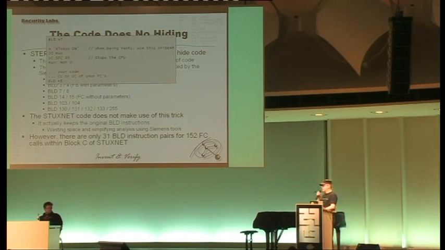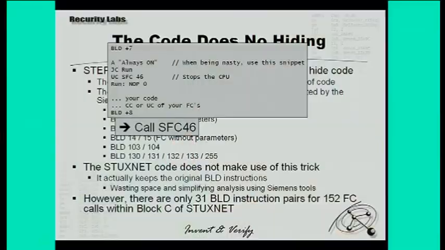Interestingly enough, Stuxnet doesn't make use of any of those tricks. They actually kept the BLD instructions in, wasting a lot of space. So they could have just taken them out, right? And on the other hand, there are a lot more calls than BLD instructions. So part of the code was very obviously developed with the Siemens development environment, while another part of the code wasn't, or was cleaned up afterwards. Yeah, this is what you see in the Siemens tool when you do this above there.